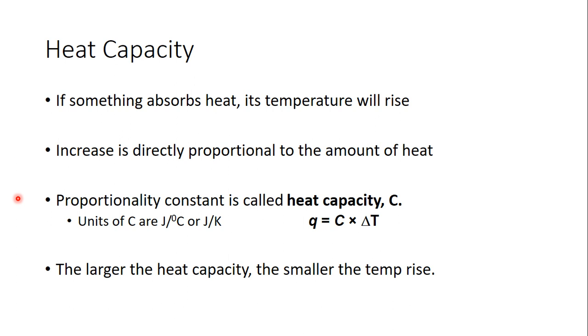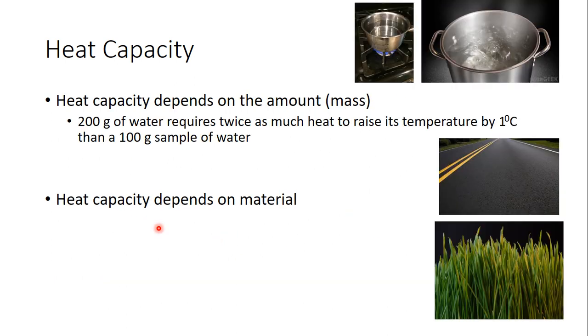And we need some kind of constant to tell us how much heat we gain or how much temperature we gain, and that is heat capacity, or C. The units of C are joules per centigrade or joules per Kelvin. And heat is C times delta T. So the larger the heat capacity, the smaller the temperature rise. The harder it is to heat up if you have a large heat capacity.